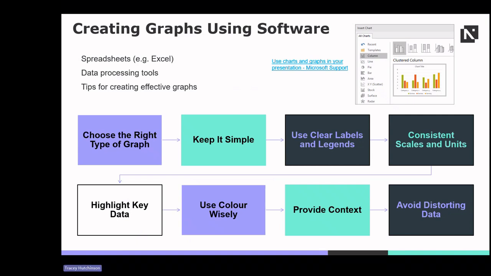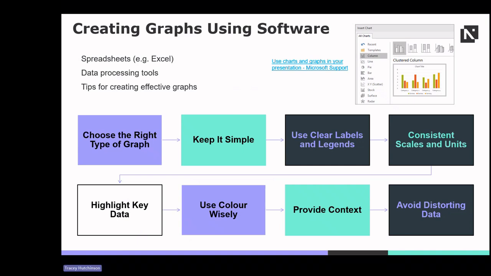Next, you must ensure all axes, data points, and legends are clearly labelled. This helps the audience understand what the graph is showing without confusion. Next, maintain consistent scales and units across your graph. This consistency helps in making accurate comparisons and prevents misleading interpretations. Followed by using techniques like bold lines, contrasting colours, or annotations to highlight important data points or trends. This directs the audience's attention to critical information.